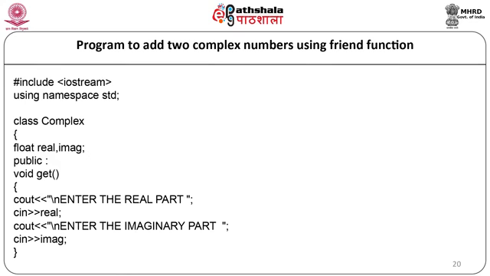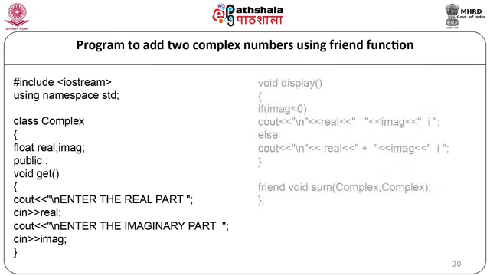So here we will display the message to the user as cout "Enter the real part", cin real, cout "Enter the imaginary part", cin imaginary. Our function will end. Next we are going to have a member function display, where we are going to display back the value of a number on the screen. So it will be void display. If the imaginary part is less than 0, cout real, space, imaginary i, else cout real plus imaginary i, our function will end.